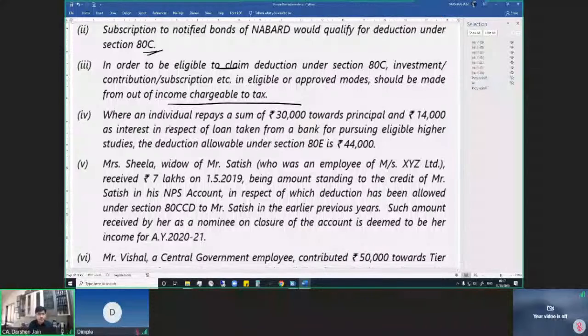Then, where any individual repays a sum of rupees 30,000 towards principal and 14,000 as interest in respect of a loan taken for pursuing higher education, the deduction allowable under section 80E is 44,000. Now, whether the deduction under 80E would be 44,000, that is principal plus interest, or whether it would only be interest on the education loan.